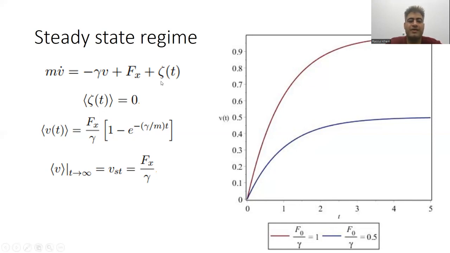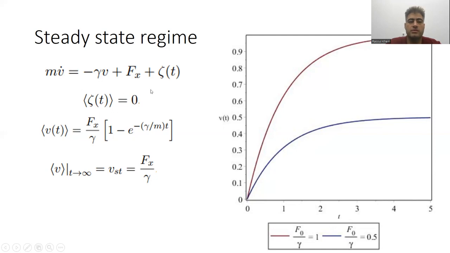So in addition to the linear damping force, like in liquids, here we have a random force. The random force can move the particle in its direction of movement, but the average of the random force is 0.